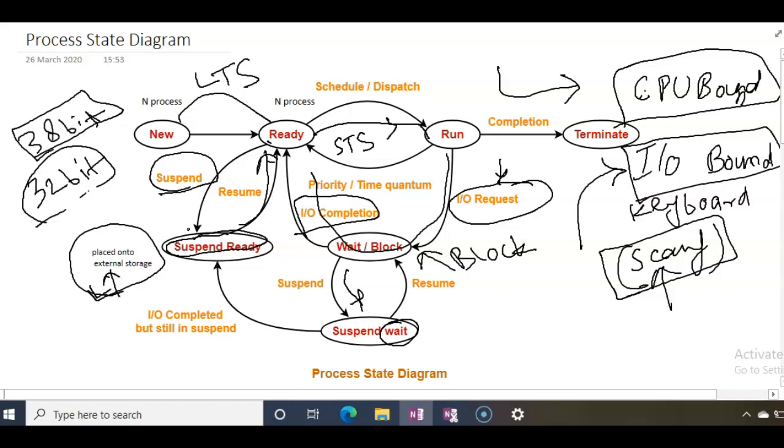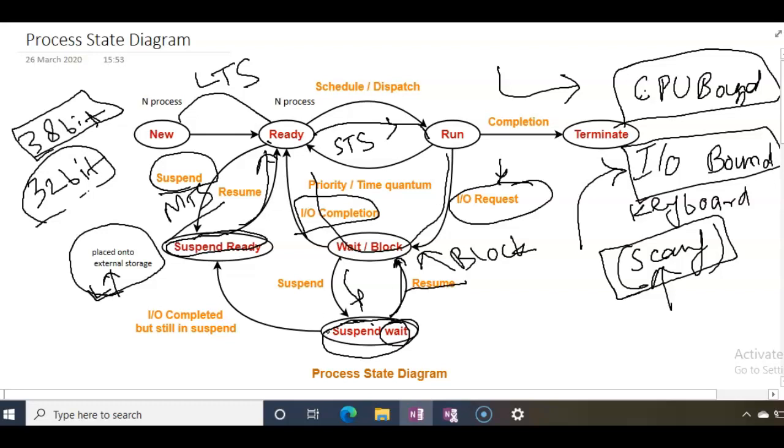virtual address. Okay, so when it goes to the suspend ready state, if it requires external storage, then it will go to the suspend ready state. This work is done by the midterm scheduler, that is called MTS. Okay, and here you can see if IO is not granted, it will go to the suspend wait. If IO request completes, then it goes to the resume state.